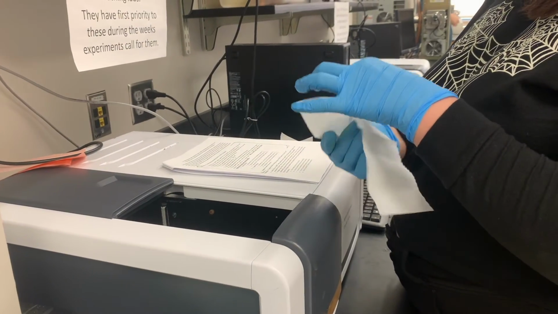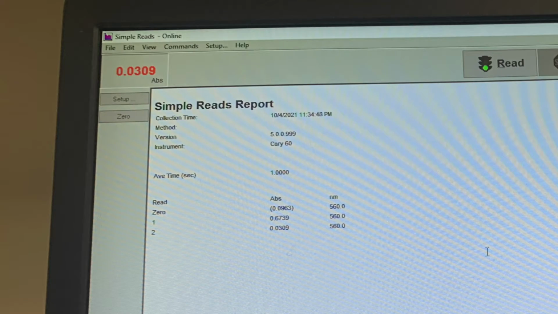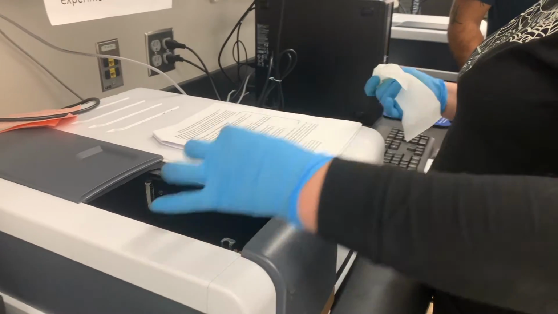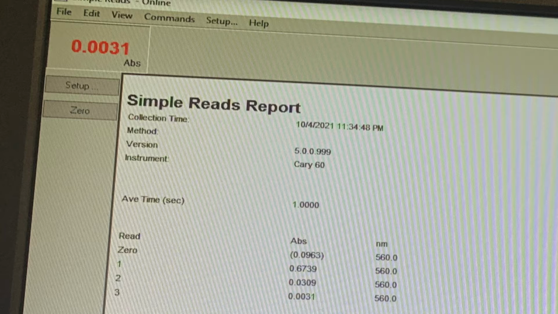We perform spectrophotometer readings for all the remaining dilutions, making sure to wipe the cuvette on two opposite sides each time. The absorbance values visible on the computer screen are recorded in our notebook.